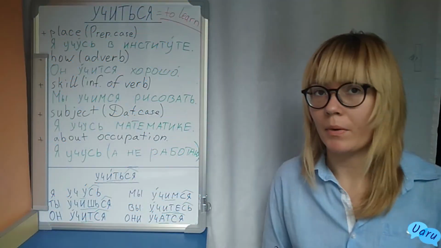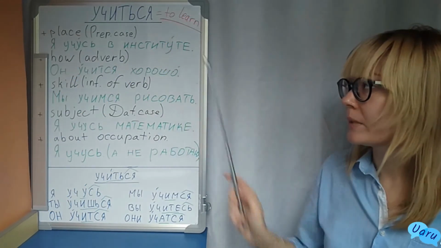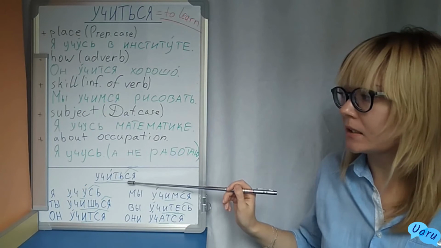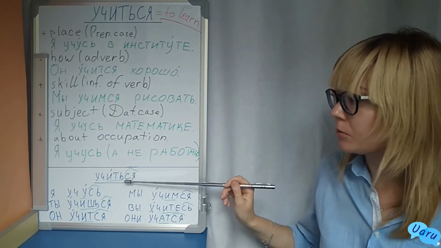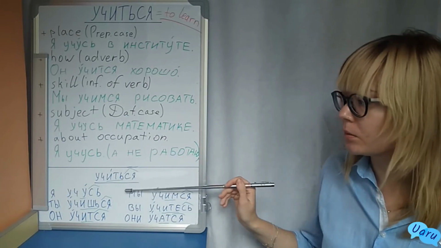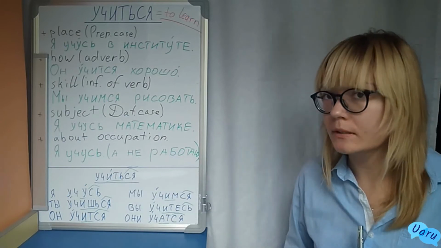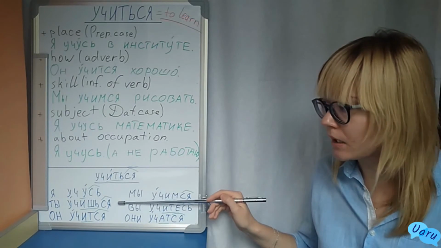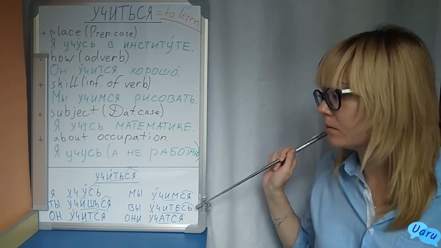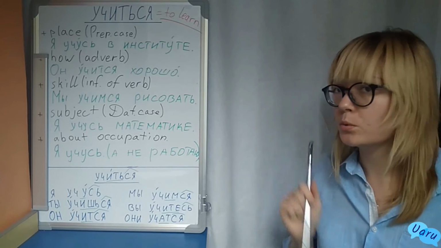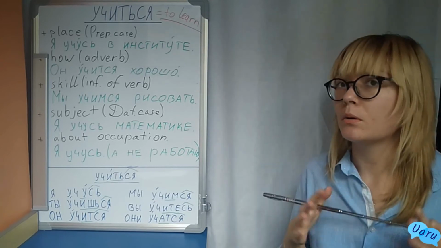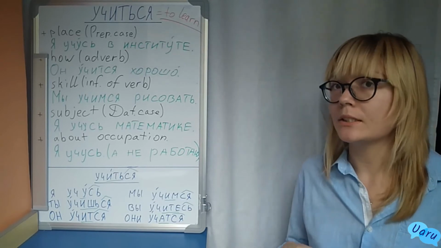Now we will talk about the verb учиться. It is a reflexive one, so we conjugate it like the verb учить, but after the ending we add the reflexive suffix сь or ся. So let's look. Я учусь, ты учишься, он учится, мы учимся, вы учитесь, они учатся. Учиться has only one meaning, to learn, but we use it in different situations.